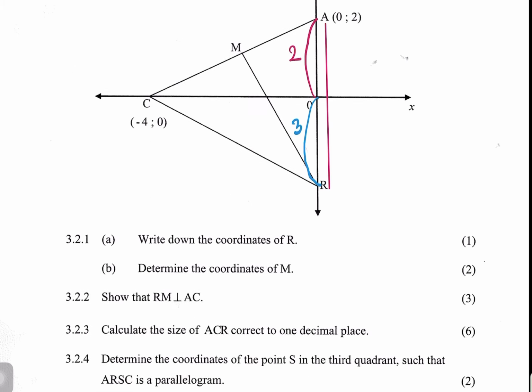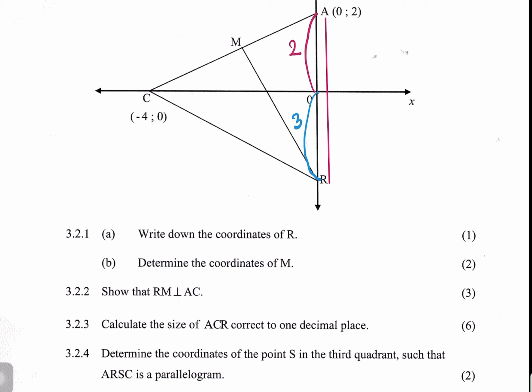Now, we go to the next question here, 3.2.1a. They are saying to us, write down the coordinates of R. Okay. The coordinates of R is very straightforward. Like I was saying, if this distance is 3 units to R, it means this is -3, but x is 0 at that point. It's going to be 0 and -3.